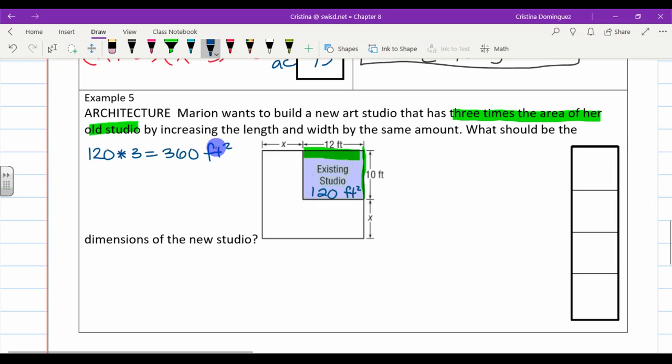Now, just because I have my little exponent of 2 on top of the unit doesn't mean that I'm going to square 360. All that's referring to is the way that we measure it, right? It's referring to like a tile on the piece of the floor, okay? So this is what we want the total to equal now. Now we have to figure out our dimensions.